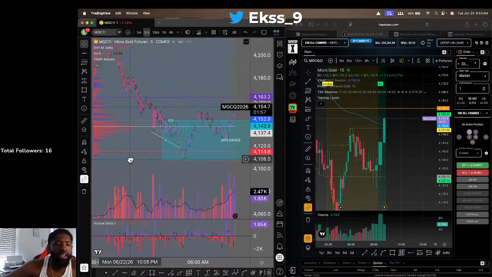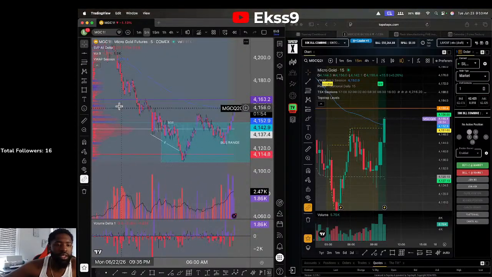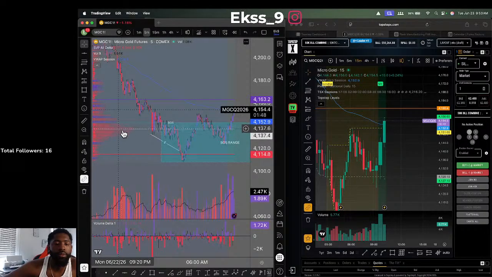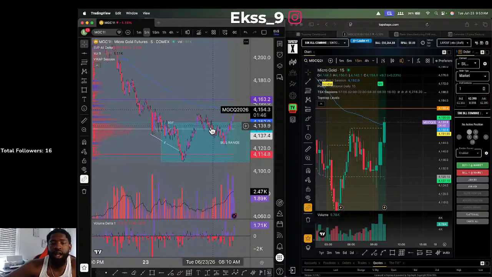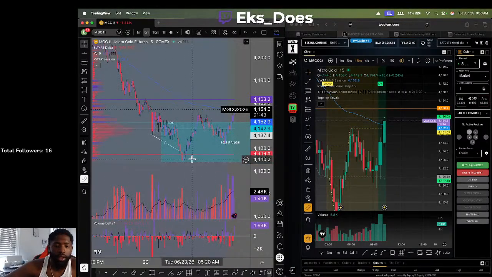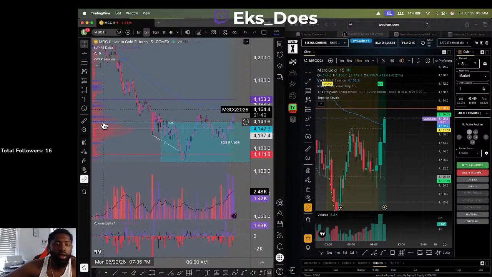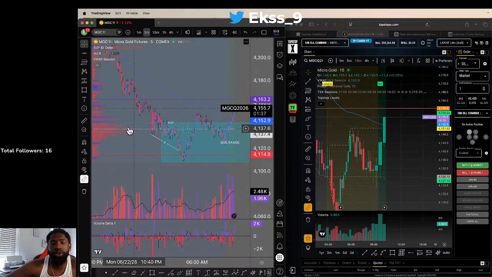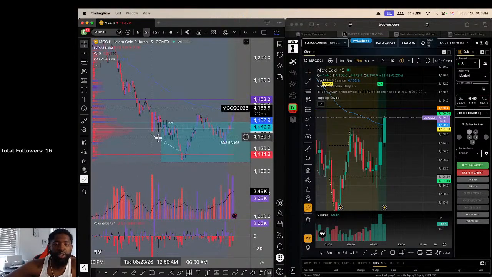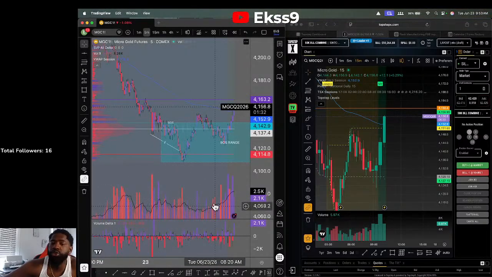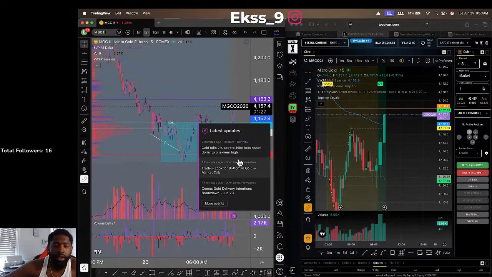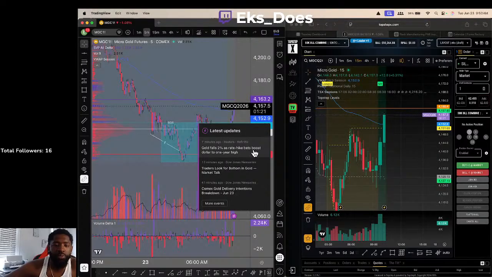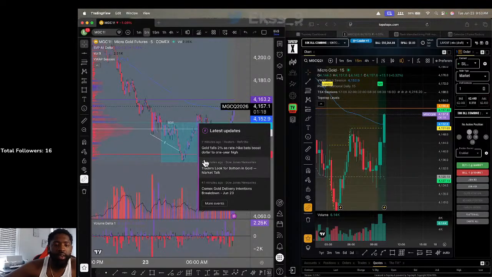So why is that relevant, right? It's relevant because it shows where the most orders or the most contracts are being traded, and then it also shows whether or not the buyers or sellers were in control of those specific price points. And then this tool at the bottom shows volume at specific time, right? Another headline here. So gold falls 2% as rate hike bets boost dollar to 1 year high.